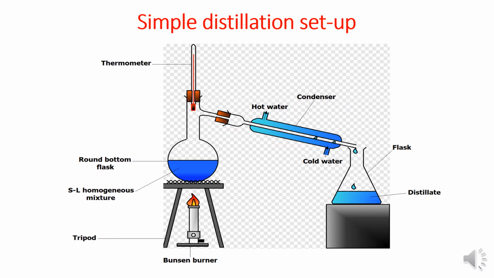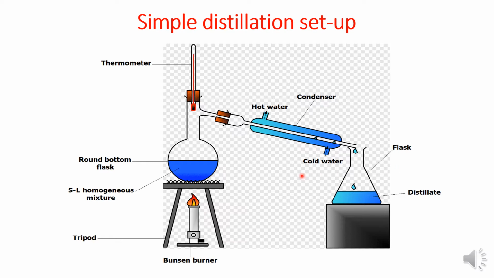Simple distillation setup. Observe this figure. In order to make simple distillation, we need a Bunsen burner for heating, a tripod, which is the chemical chair, a round bottom flask used to heat liquids, a thermometer used to measure the temperature, a condenser used to change the state of the substance from the gaseous state to the liquid state, and a flask used to collect liquids.